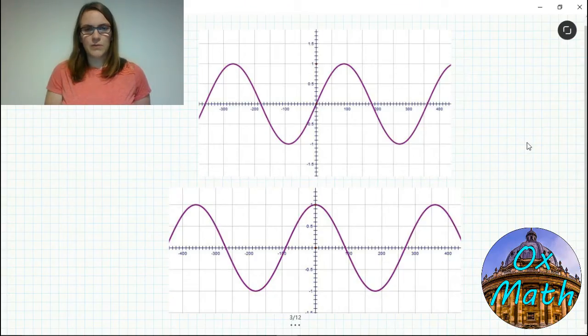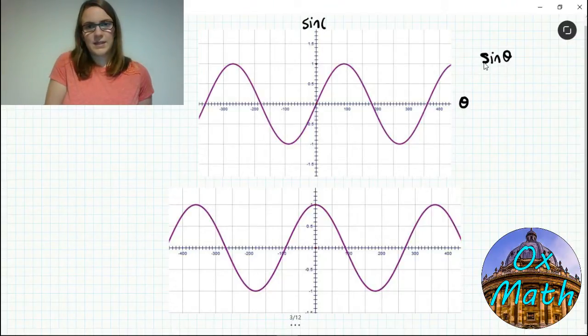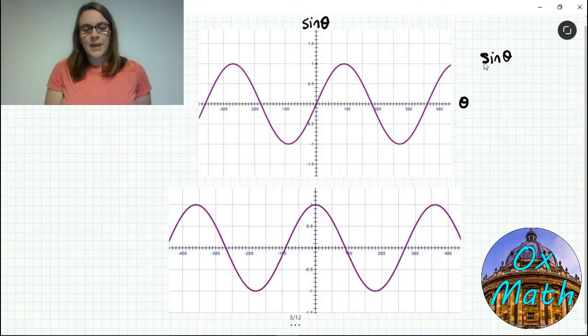So here are our two graphs, and they look very, very similar, but they start at different points. So hopefully you can look at those and know which one is which. The sine was the one that started at 0, so this top graph is our sine graph, which means that if the x-axis or horizontal axis is actually our angle, then the vertical axis is the sine of the angle. The bottom graph then is our cos graph because it is starting at 1.